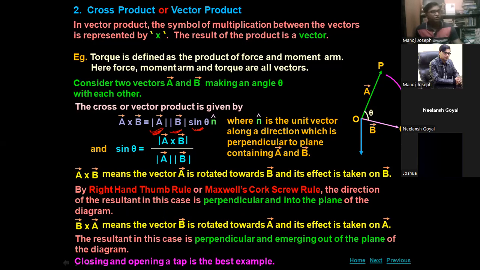So, for example, closing and opening a tap is the best example of the cross product. When you apply force on the tap in this way, the motion comes out of the plane. Vector B is rotated towards vector A, so it will come out and the water begins to flow through the tap. When you close it, that is anticlockwise, and when you open it, it is a clockwise direction. Okay.